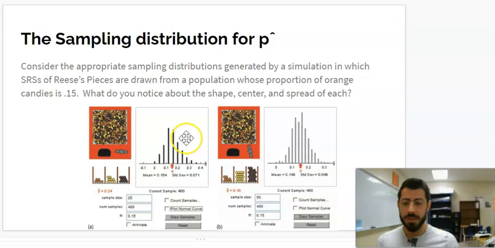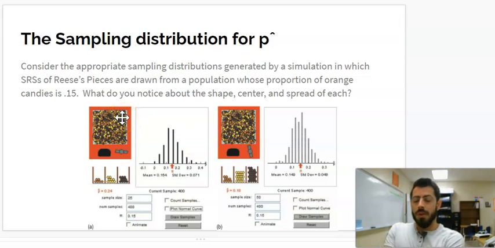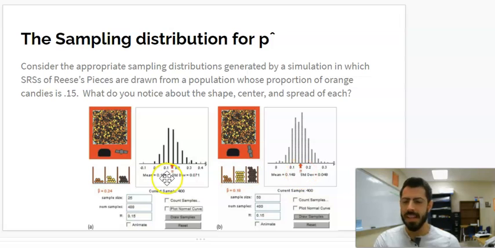Now if you look at the distributions, hopefully you're able to notice a few things. First of all, they both have the same center. They both are centered at 0.15, the true population proportion, the population parameter, if you will. So that's a good sign. Notice that they are both approximately normal. That's a good sign. Since they're both centered around the true proportion, the average proportion of candies that were orange is centered around the parameter of interest, and they're both normal.